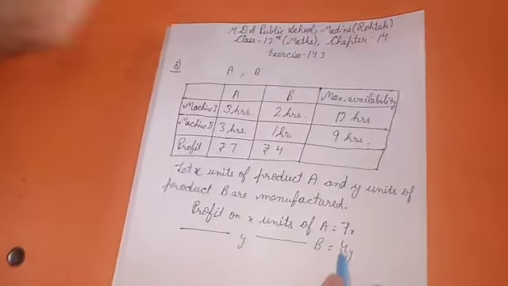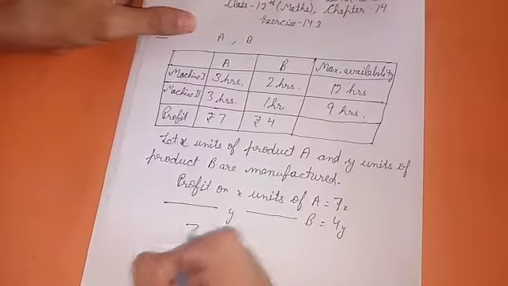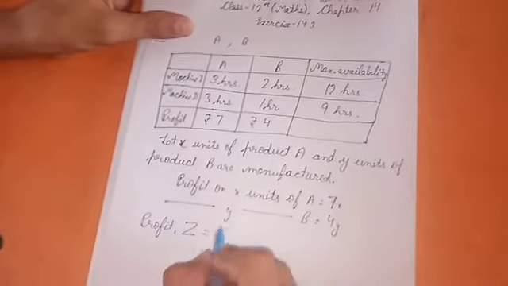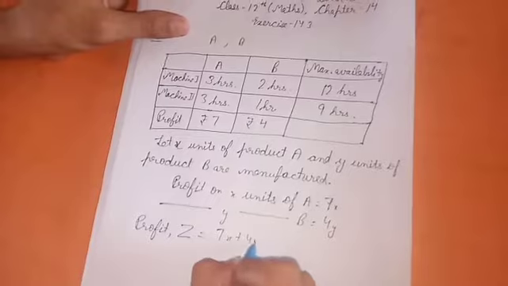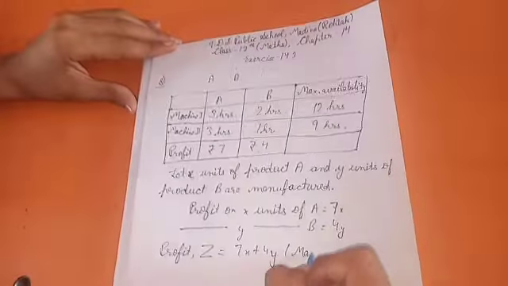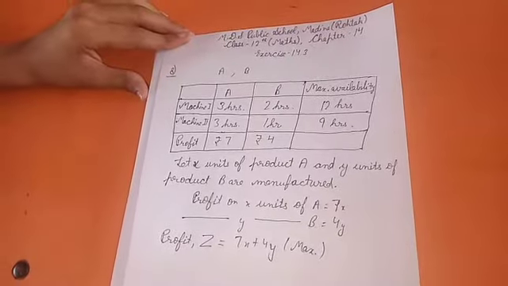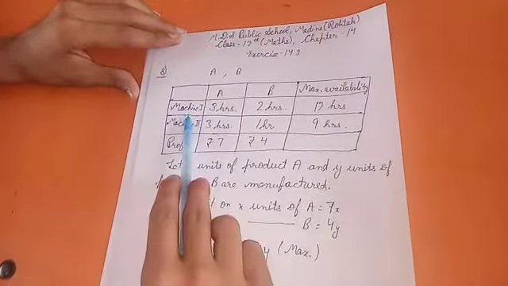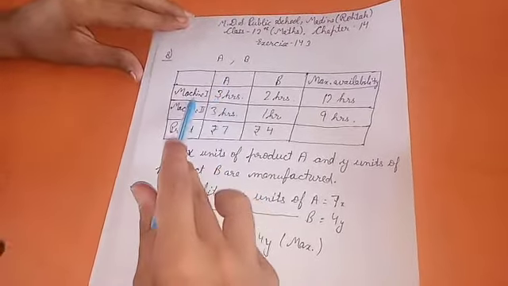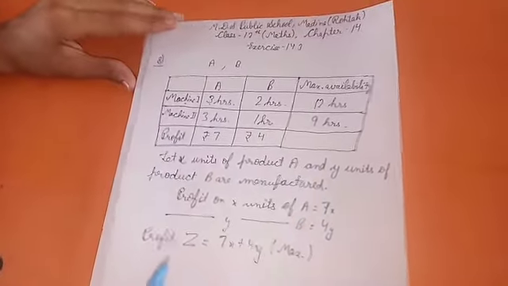Now, everyone wants to maximize the profit, so it will be our objective. So our objective function, z, that is profit, is z equals 7x plus 4y. This we have to maximize. Now talking about constraints. In machine 1, 3 hours are taken by one product of A, and 2 hours are taken by product B.